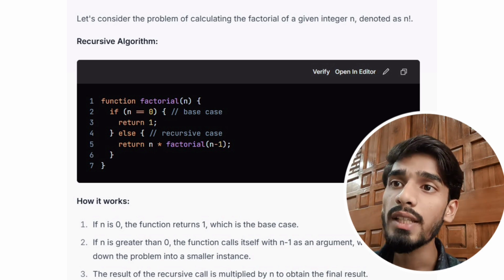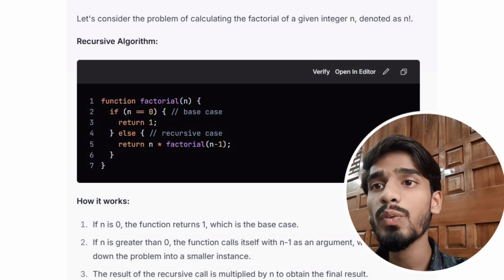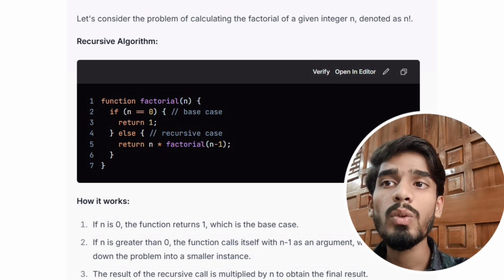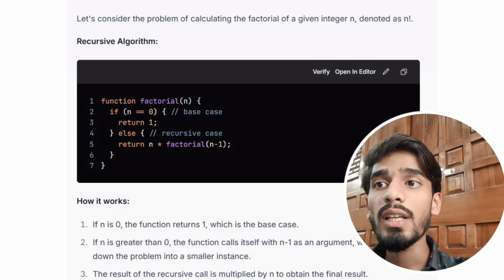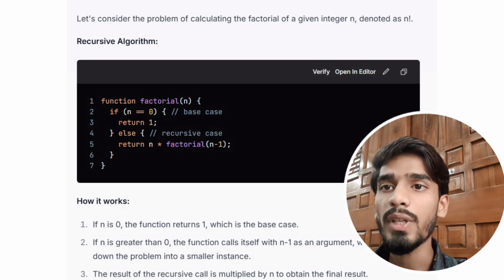If n is greater than 0, the function calls itself with n minus 1 as an argument, which breaks down the problem into a smaller instance. The result of the recursive call is multiplied by n to obtain the final result.